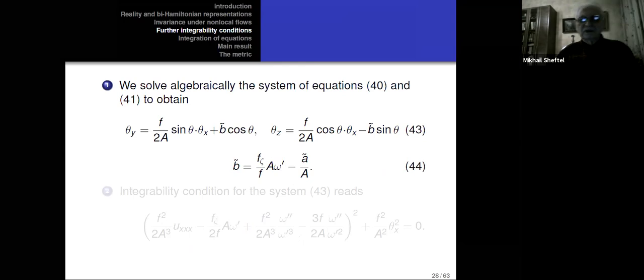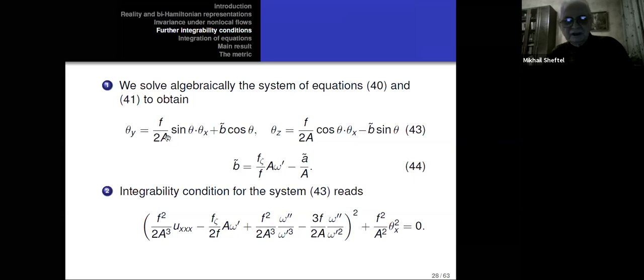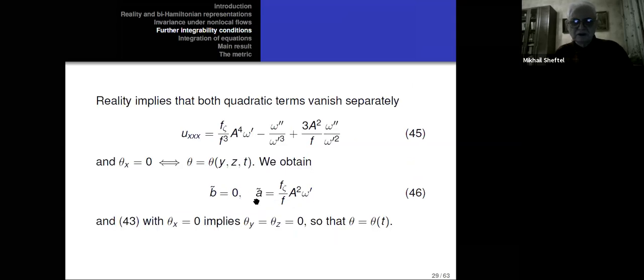So we solve algebraically this system of linear equations to obtain theta y and theta z, and then the integrability condition theta yz is equal to theta zy ends up in this equation below. And this is one important technical point. You see, the sum of squares equals 0. But you remember that all the objects are automatically real. Therefore, the only solution to this is that each square separately is 0, which greatly simplifies the whole thing.